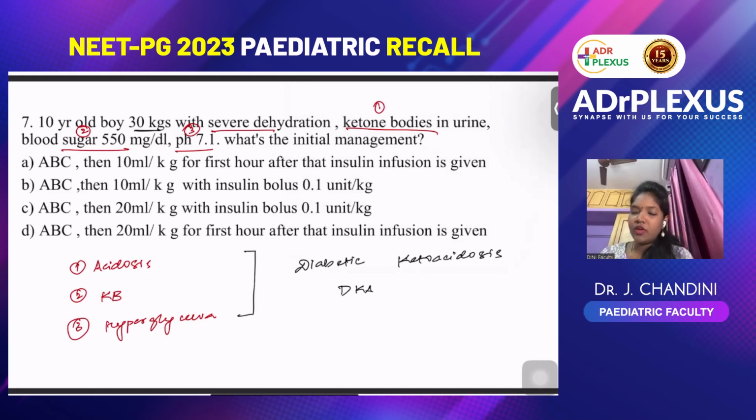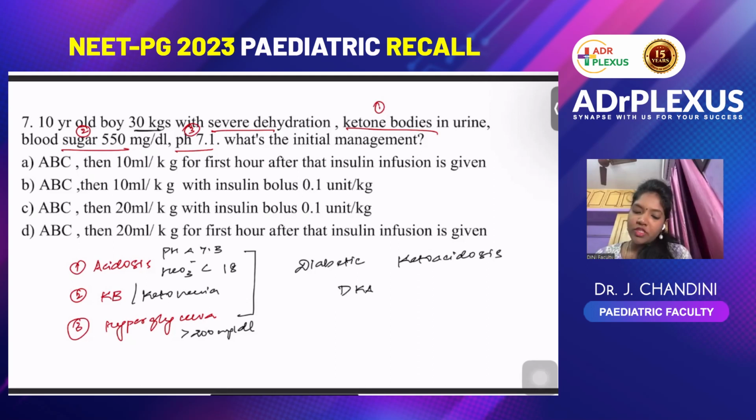So what is the triad of diabetic ketoacidosis? Hyperglycemia, more than 200 milligram per deciliter. Acidosis, if pH is less than 7.3 or bicarb is less than 18. Next, ketone bodies in urine or ketonemia. So these three are the features of DKA. Now they have given you a scenario of DKA and asked for the initial management.